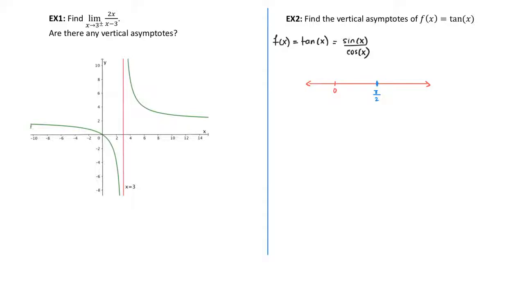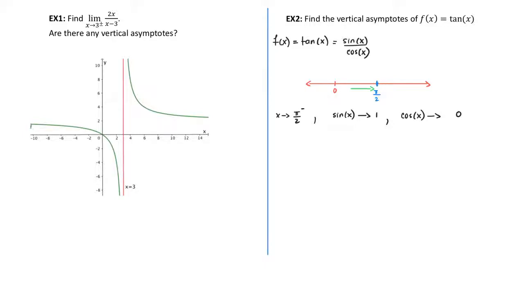Let's go ahead and see what happens to tangent as x approaches pi over 2 from the left. I'm going to follow a similar analysis as in example 1. When x approaches pi over 2 from the left, sine of x, the numerator, is approaching 1. And the denominator, cosine of x, will be approaching 0. And it is approaching 0 in a positive way.